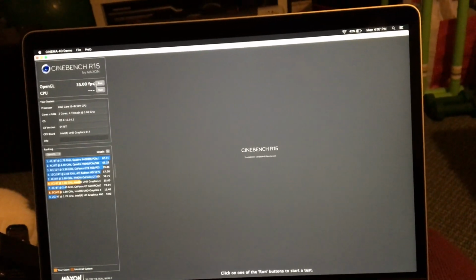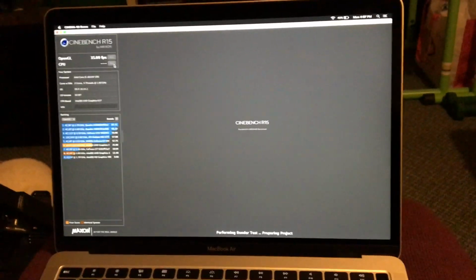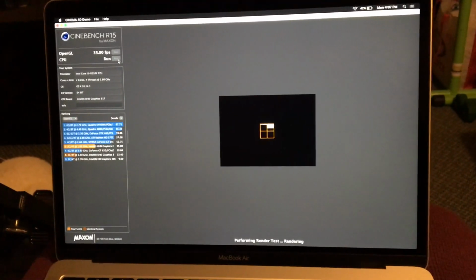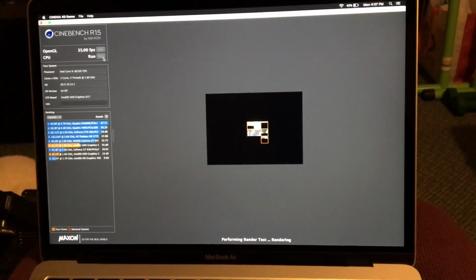Now I did run it directly after a CPU test on battery, so let me run the CPU test, get the graphics card nice and hot, get the die nice and hot, and then I'll run an OpenGL test right afterwards.